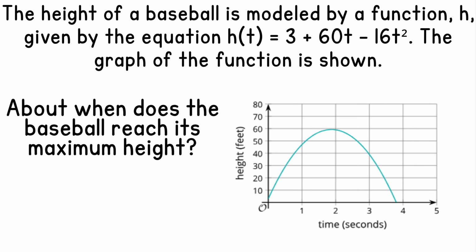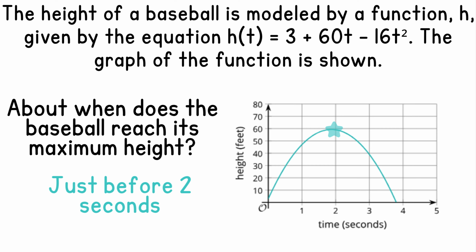About when does the baseball reach its maximum height? The vertex will always show us our highest or lowest point, so this shows us our maximum. Since they want to know when it happens, we'll look at the x-axis at the time in seconds. So we can see this happens right before 2 seconds.